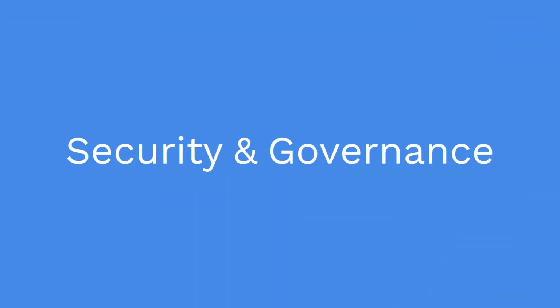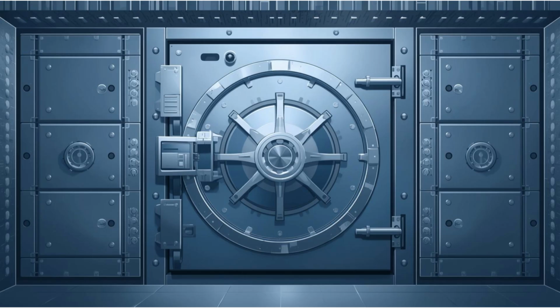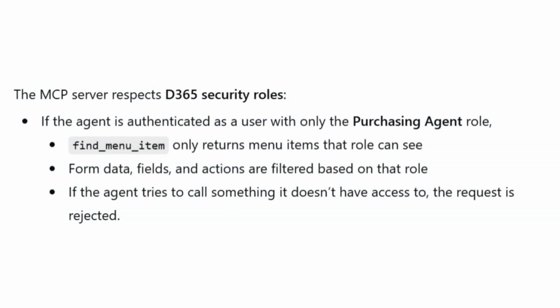Now let's talk about security and governance, which is critical for ERP. Because this is ERP, security is non-negotiable. The MCP server respects D365 security roles. For example, if the agent is authenticated as a user with only the purchasing agent role, find menu item only returns menu items that role can see. Form data, fields, and actions are filtered based on that role. If the agent tries to call something it doesn't have access to, the request is rejected.